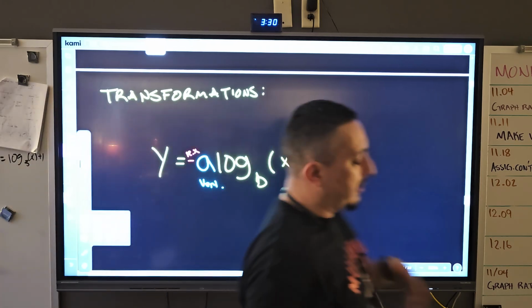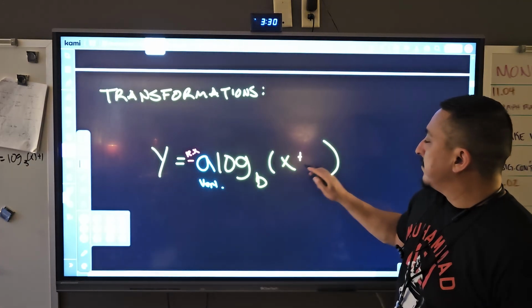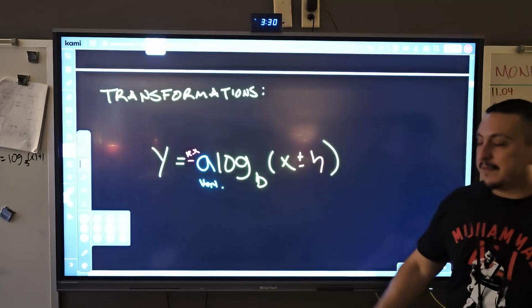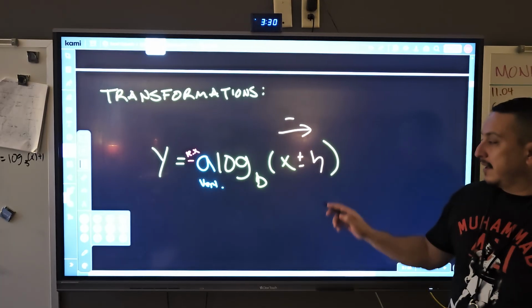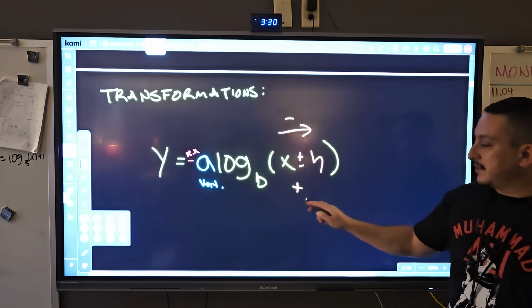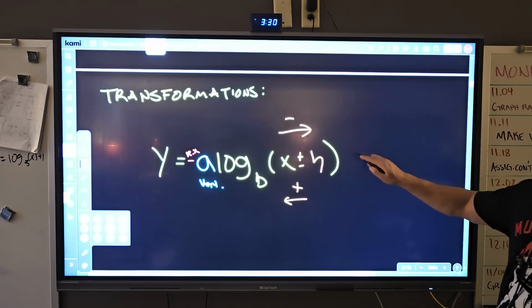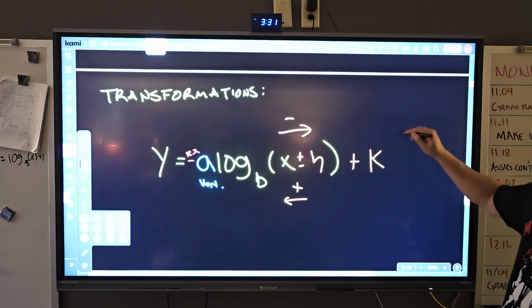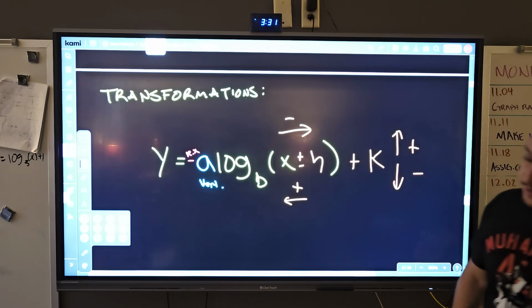And then over here you still have your plus or minus h, just like before. So negative goes right, and then positive goes left, just like before. And then the plus k, k still goes up and down, positive, negative. So all the same stuff. Pretty easy, right?